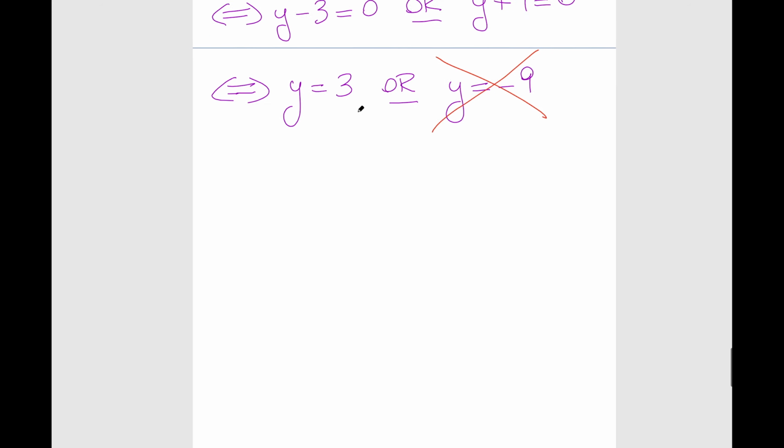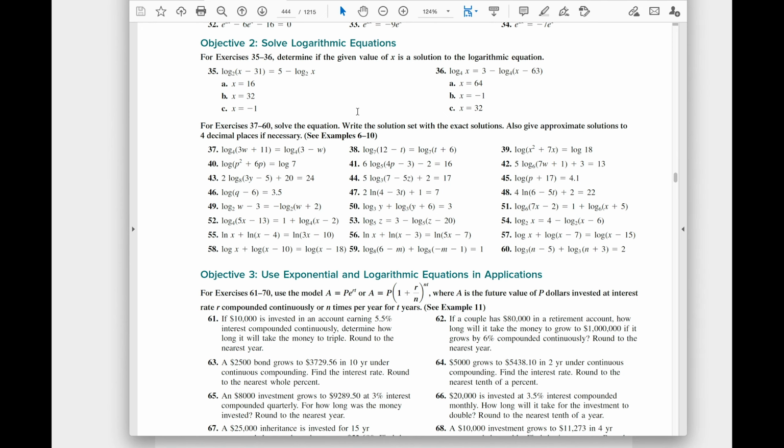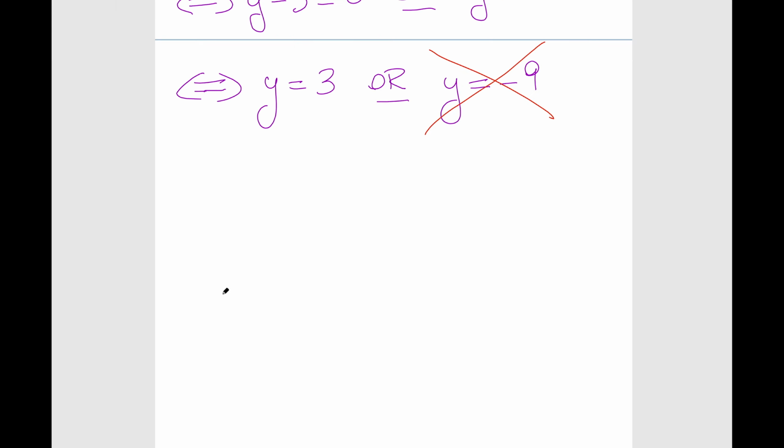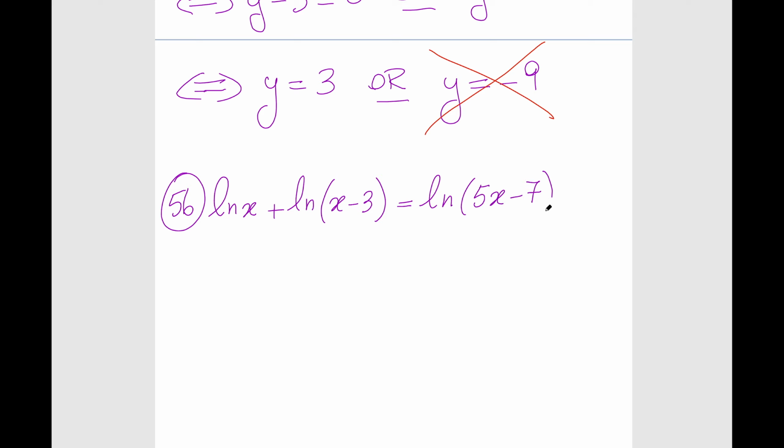All right. Let's keep going. Let's choose another one. How about a problem like this? Okay, this is similar to the one we just did. Maybe 56. ln x plus ln of x minus 3 equals ln of 5x minus 7.